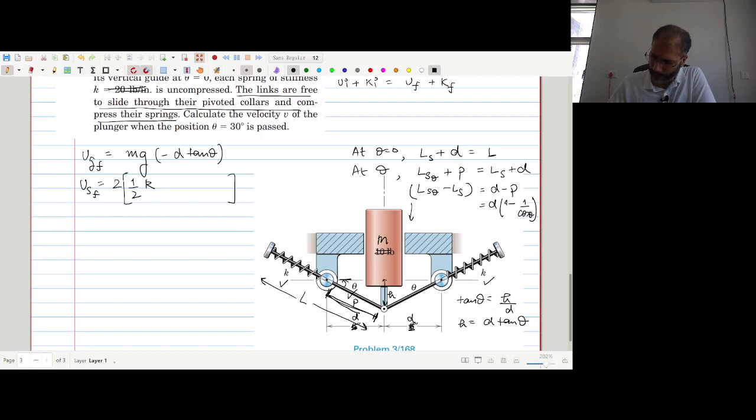And that is the delta L of the spring. So delta L spring becomes d into 1 minus 1 upon cos theta, the square of that.